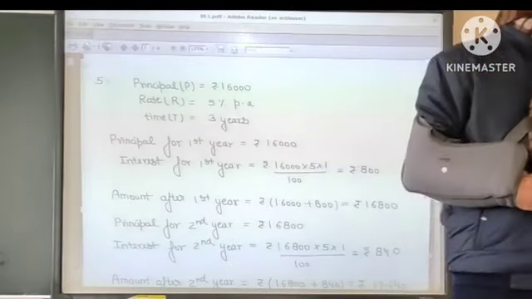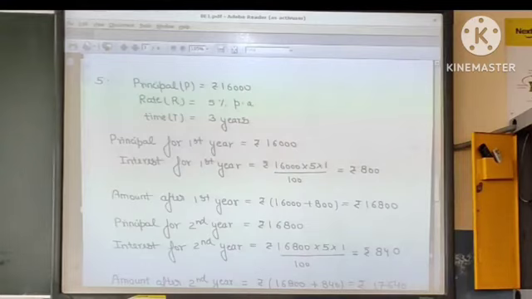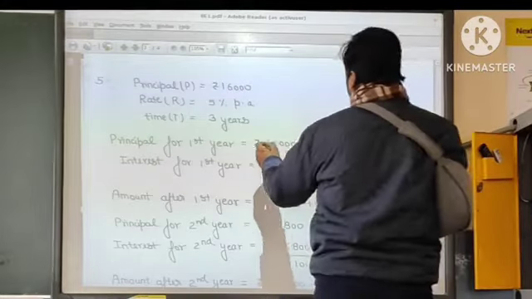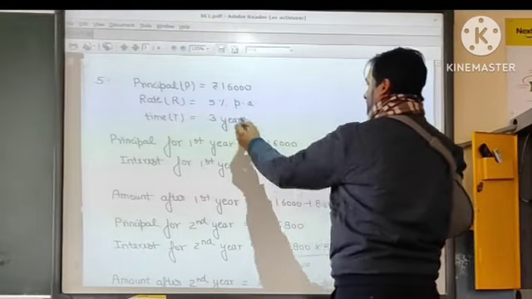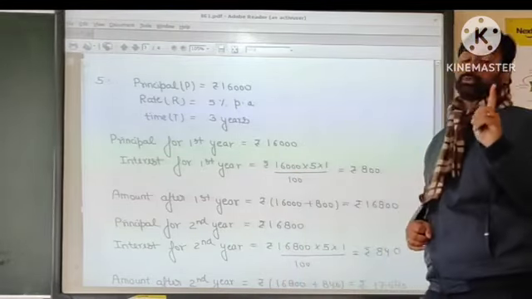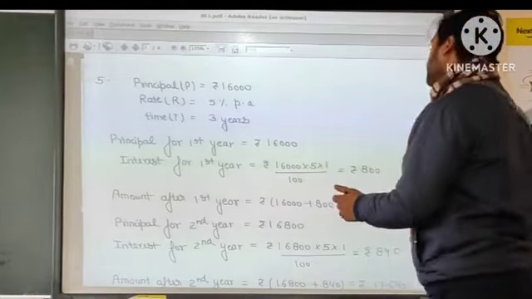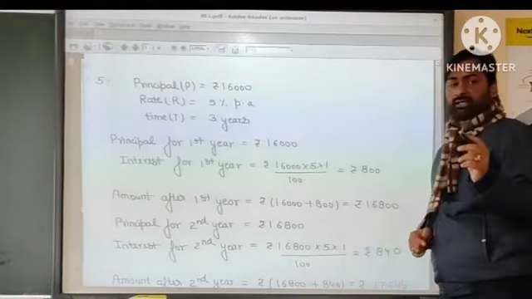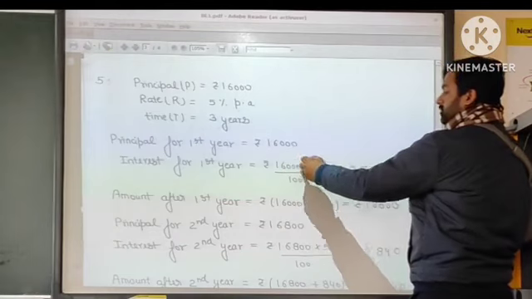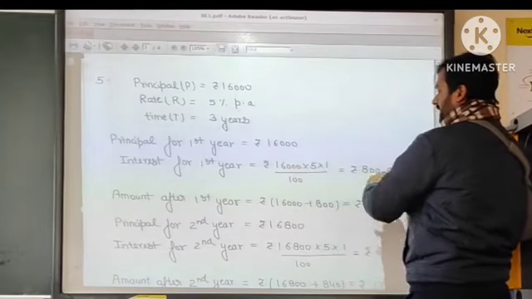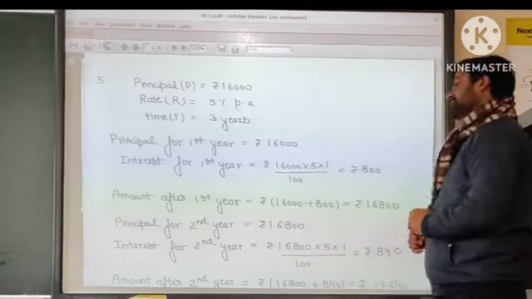Now, remember the notes that I gave. As many number of years as the time is given, that many times we have to use the formula. So see here, for the first year, what is the principal? 16,000 rupees. Rate is 5%. Time is 1. Time has to be kept 1 always, whenever we are using the formula of simple interest to calculate the compound interest. So 16,000 into 5 divided by 100 is 800. This is the interest after first year.